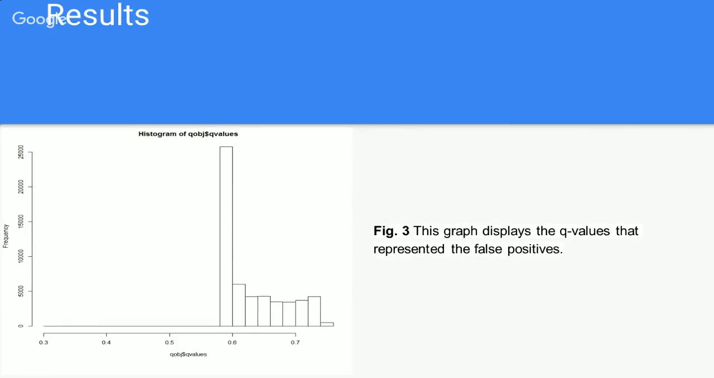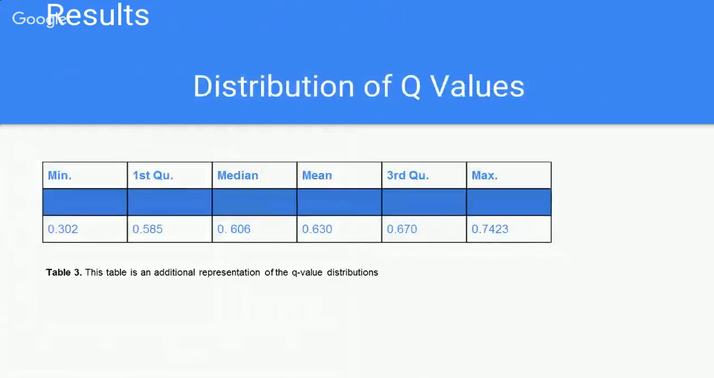Here is a histogram of the q-values that represent the false positives, and you can see it's mostly around the 0.6 and 0.7 value. Here is the distribution of the q-values in table format, and you can see just briefly the layout of the q-value distribution.